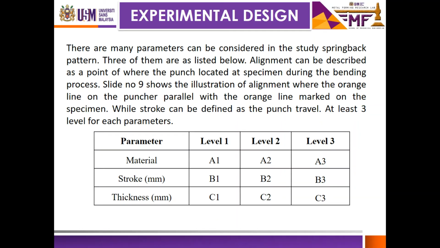There are many parameters that are significant to the springback, such as material type, thickness, temperature, stroke, and many more. In this experiment we will focus on a few recommended parameters only, as listed in the table, and each parameter must have at least 3 levels or values. There are also a few other parameters, for example alignment of the punch, that can also be considered in this study.